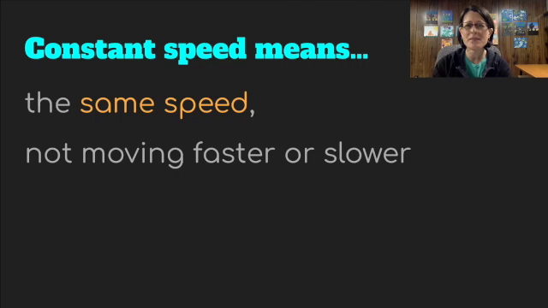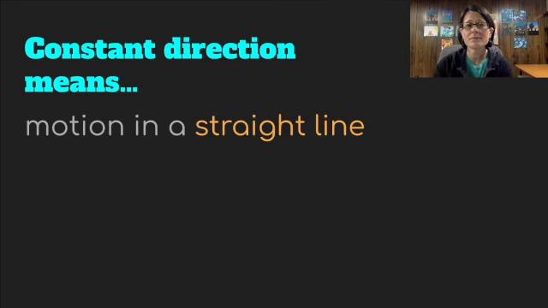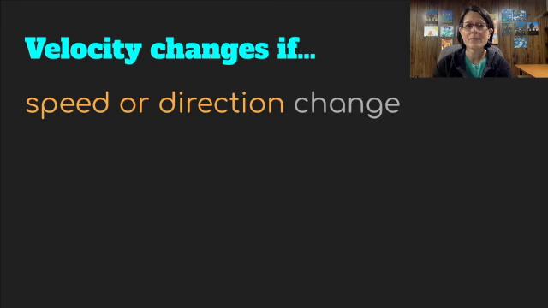Constant speed means the same speed, not moving faster or slower. You can change your direction and still have constant speed. Constant direction means motion in a straight line. And velocity changes if speed or direction change. And that's an "or." They don't both have to change, only one or the other, like I talked about before.